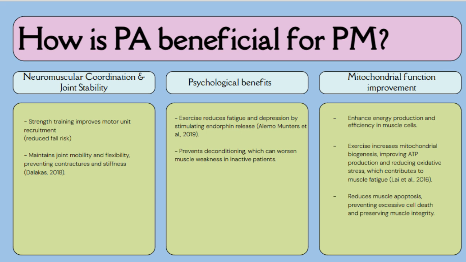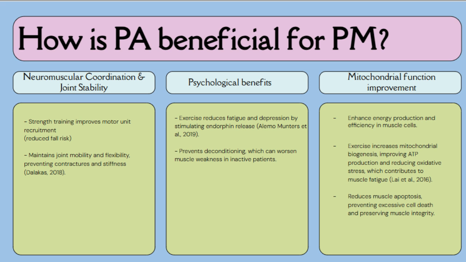The psychological benefits: exercise has been shown to reduce fatigue, depression, and anxiety, which are common in individuals managing chronic illnesses like polymyositis. Living with polymyositis can lead to mental health challenges, including depression and anxiety, due to the physical limitations and chronic fatigue. Exercise releases endorphins and serotonin, which help improve mood and well-being. Regular physical activity has also been linked to better sleep quality, which can further reduce fatigue and improve cognitive functions.